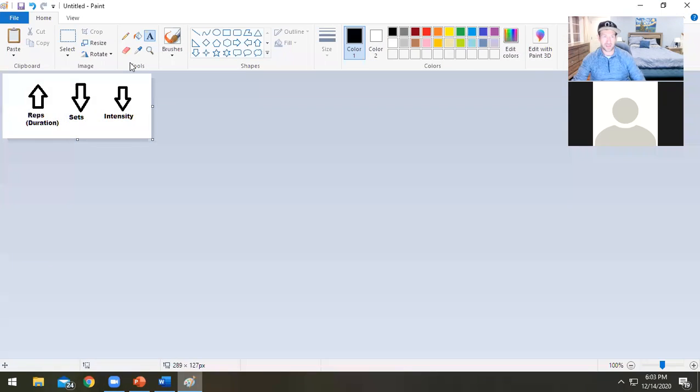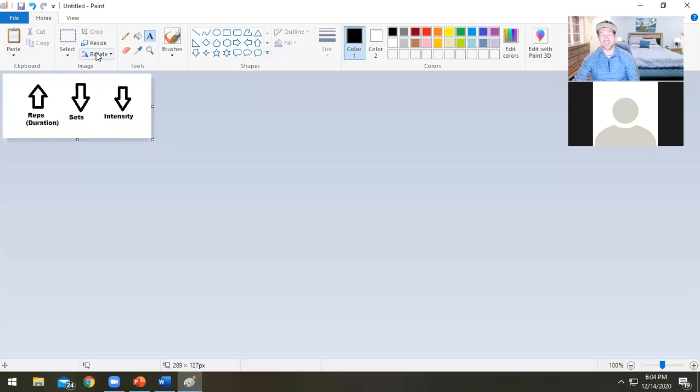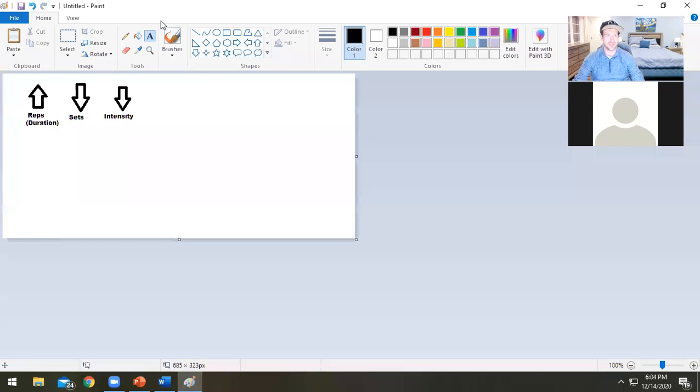I'm drawing two charts in one class. So that's reps, sets, and intensity. Those are backwards of each other. Let's go ahead and delete this here.